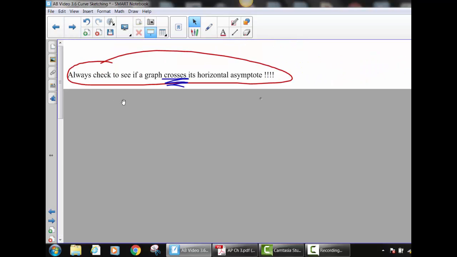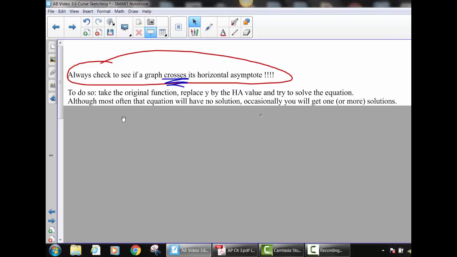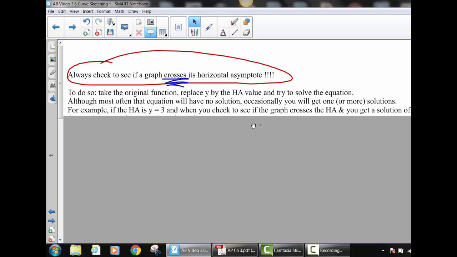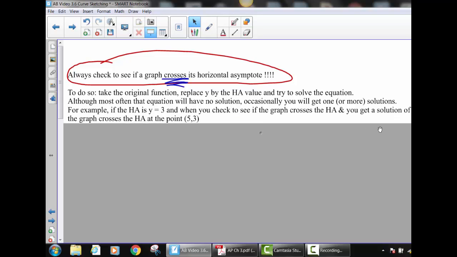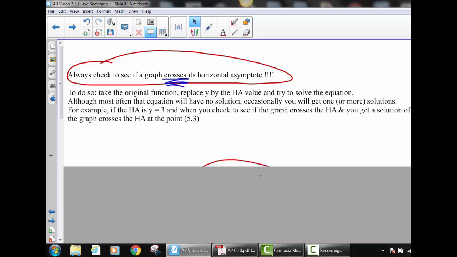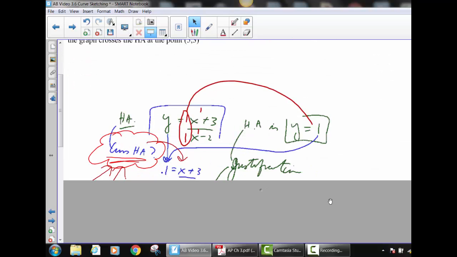However, a graph can cross its own horizontal asymptote. To check and see, what you're going to do is take the original function, replace the y by the horizontal asymptote value, and try to solve the equation. Although most often that equation will have no solution, occasionally you'll get one or more solutions. For example, if the horizontal asymptote is y equals 3, and when you check to see if the graph crosses the horizontal asymptote, you get x equals 5, that means that the graph will cross that horizontal asymptote at (5, 3). Okay?